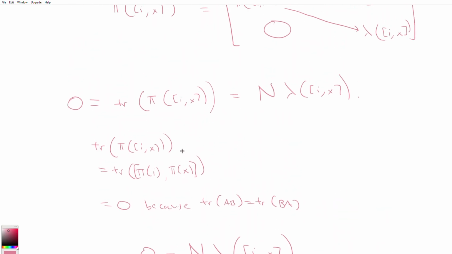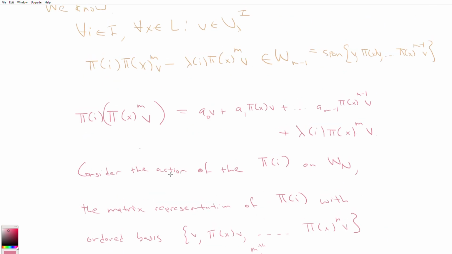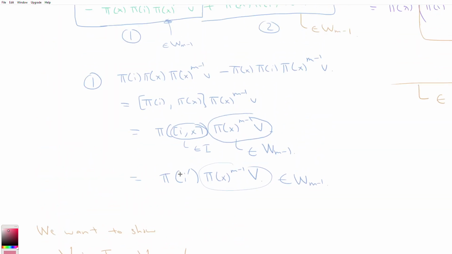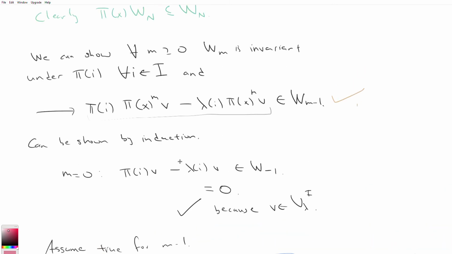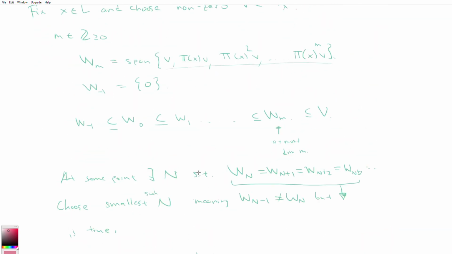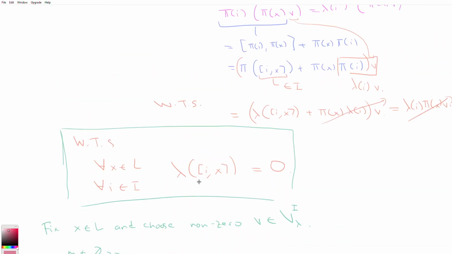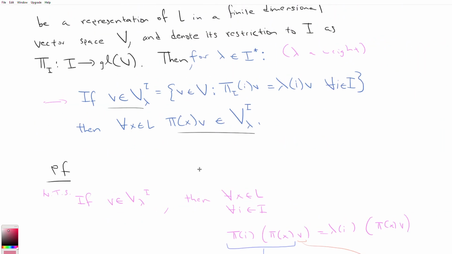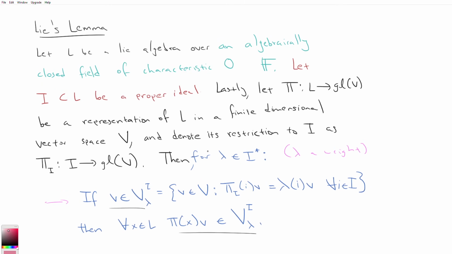We don't actually have to assume that the field has characteristic 0. There's a slightly weaker condition, and I leave it to the viewer to determine what that condition is. But I just want to outline the proof and what we did and restate the theorem. Let's go all the way back up here. We said that Lie's lemma is the following. Let L be a Lie algebra over an algebraically closed field of characteristic 0, let I be a proper ideal, and pi some representation. If we have a vector in the weight space for I, then the action of any vector in the Lie algebra on our weight space will stay in the weight space.